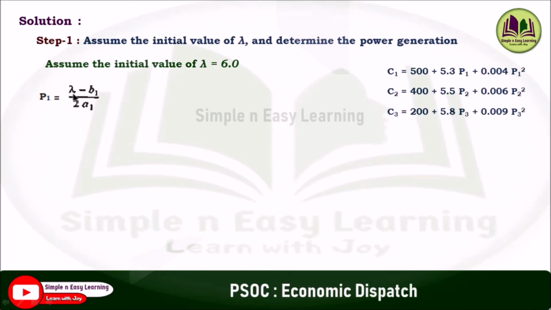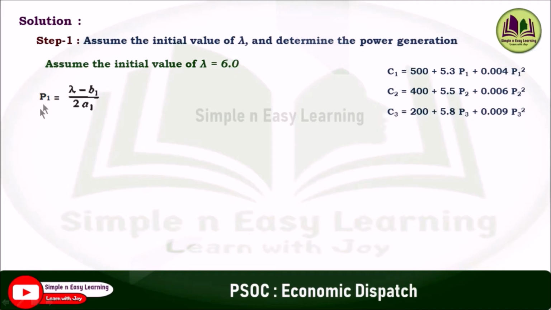So in the numerator it is lambda minus B1. In the cost function, this B1 is 5.3 here and B2 is 5.5 and B3 is 5.8. Greater than these values, we can select the lambda value. So in this problem, if the lambda is not given, then we can take greater than 5.8 as lambda. But in this problem, the lambda value is specified, so we can take directly the lambda value as 6.0.